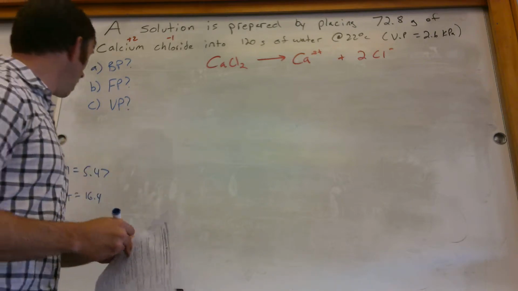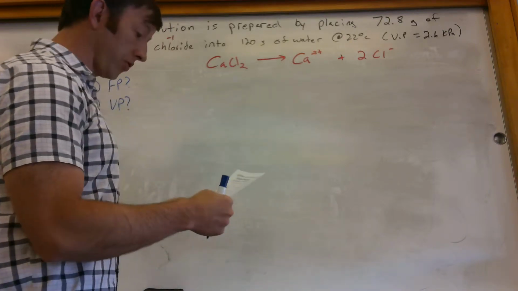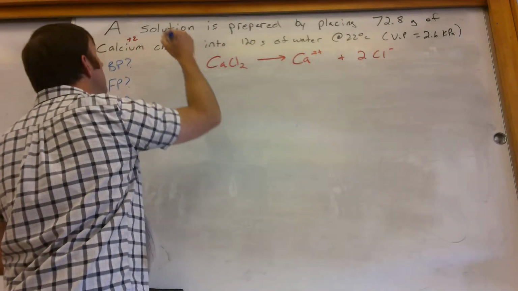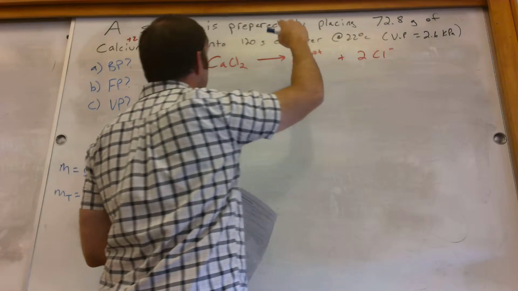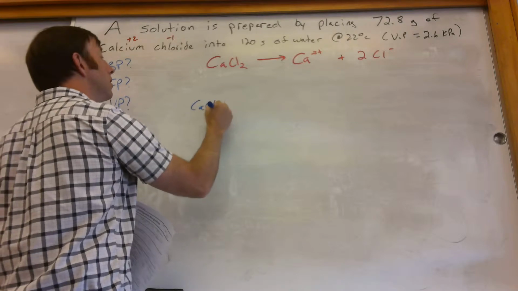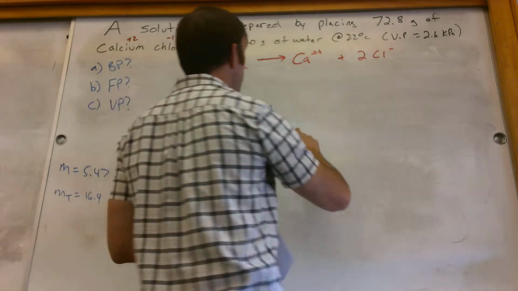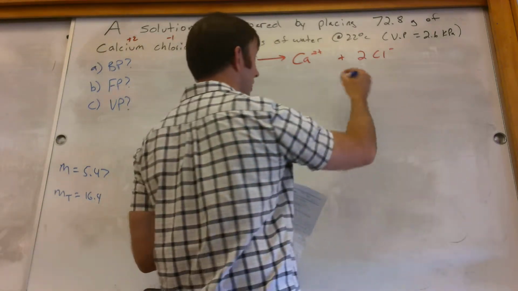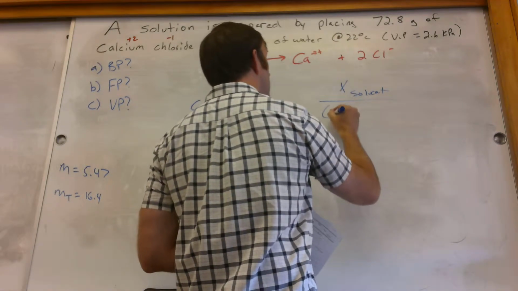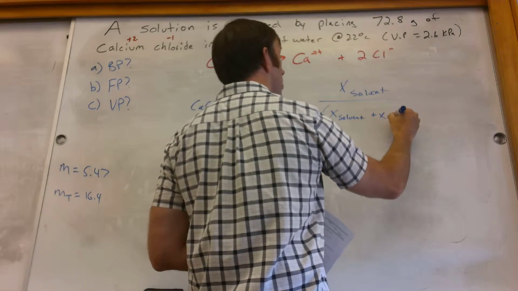All right, so again, I know my moles of my solute in this case, which is 0.656 moles. So my 72.8 grams of calcium chloride is 0.656 moles. All right. So what I need to solve for now, which I haven't done yet, is my moles of water. Right. So I'm going to go moles of solvent over moles of solvent plus moles of solute.